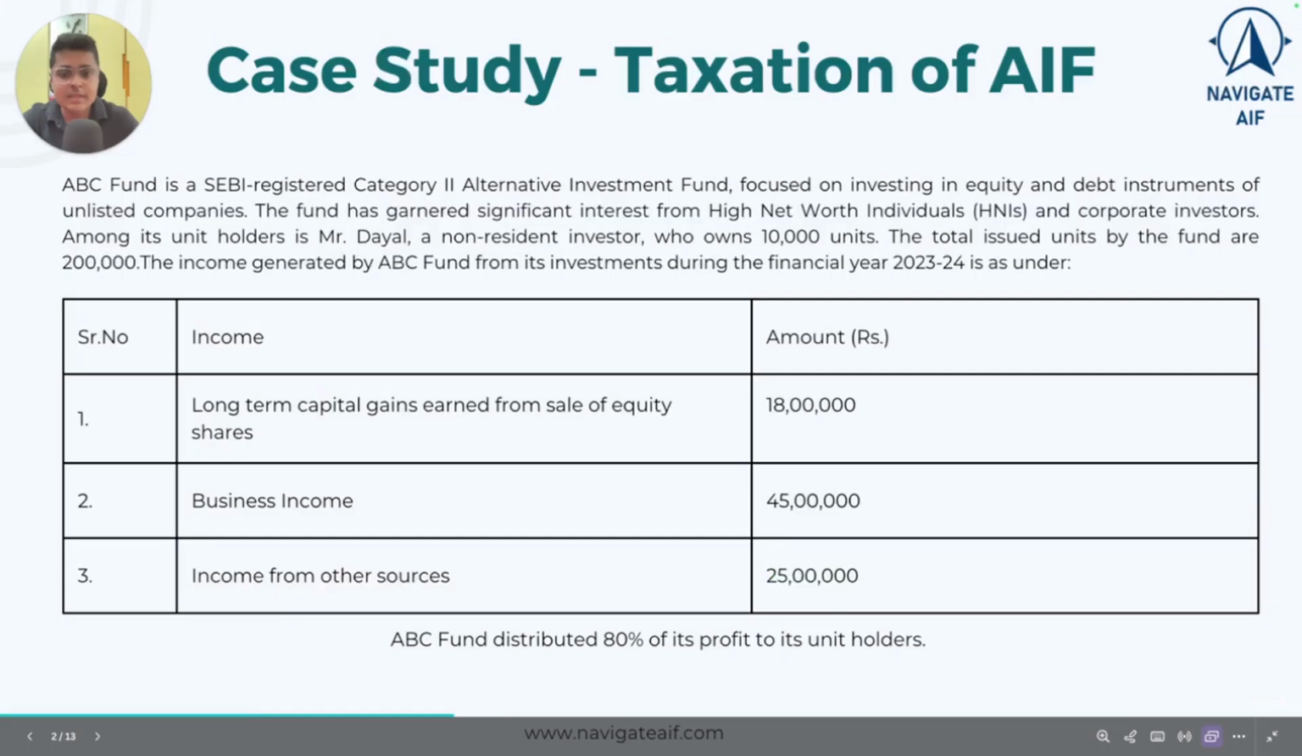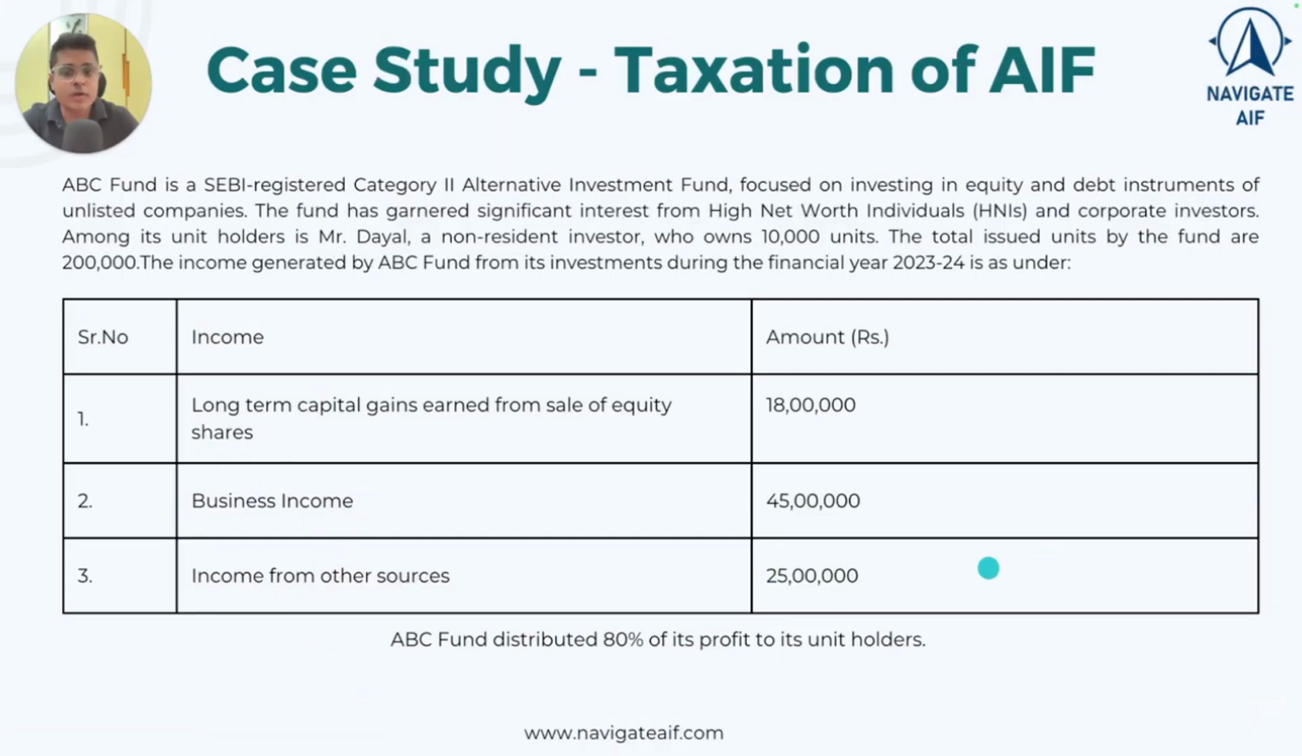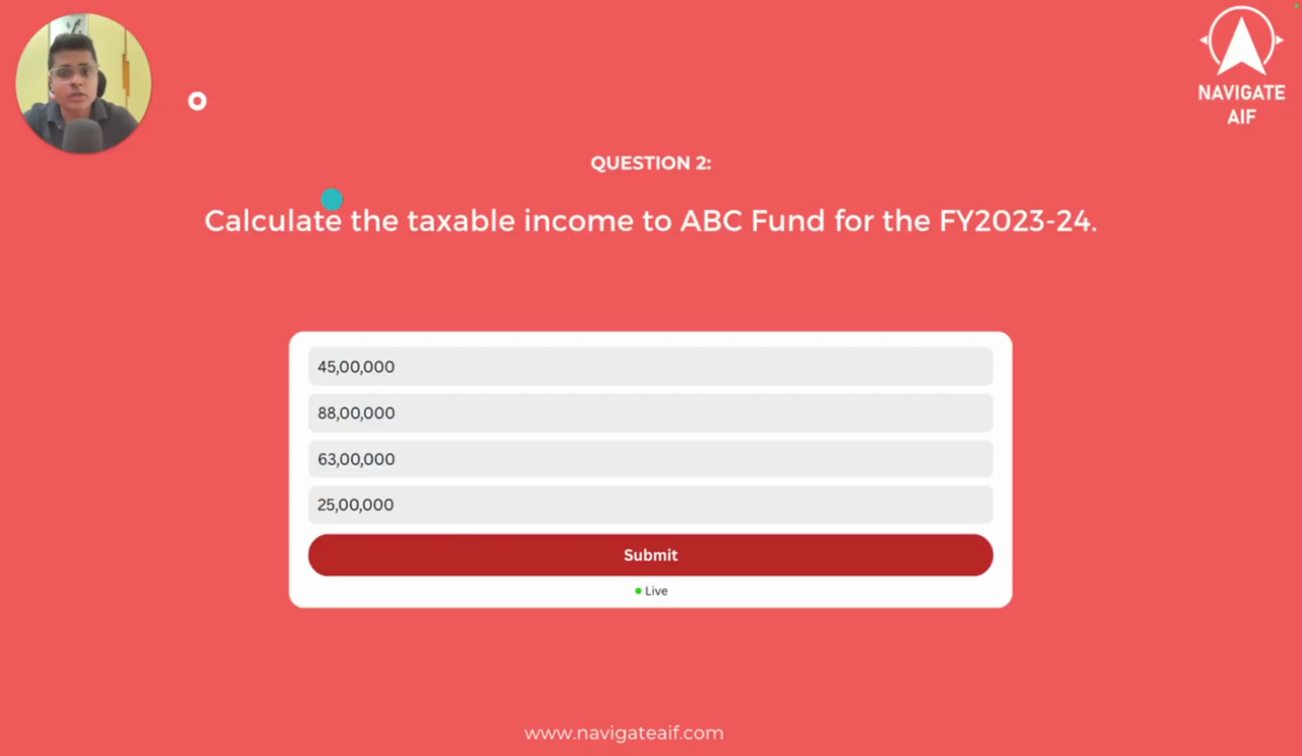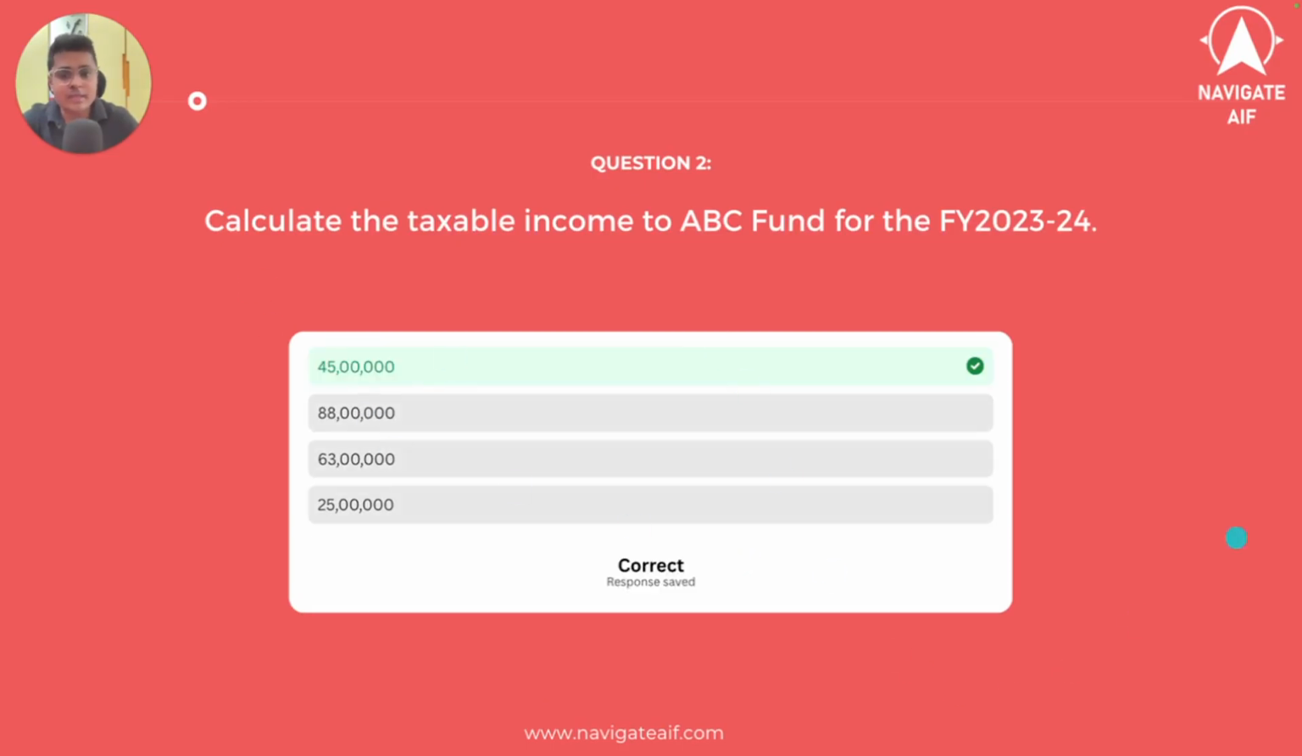So what we can see here is that the business income of the fund is 45 lakh rupees and the remaining income is 18 plus 25 lakh rupees. So that's about 43 lakh rupees. So the fund would be liable for 45 lakh rupees. What is the question? The question is the taxable income to ABC Fund, that should be 45 lakh rupees. If you do that, that's the correct answer.